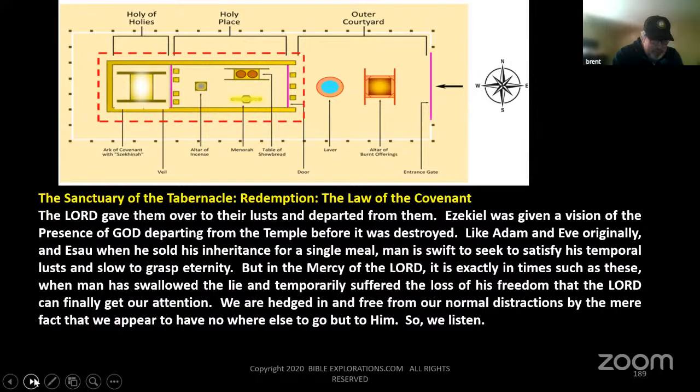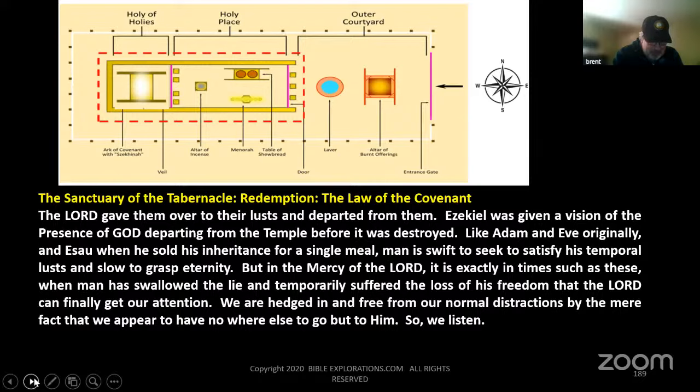The Lord gave them over to their lusts and departed from them. Ezekiel was given a vision of the presence of God departing from the temple before it was destroyed. Like Adam and Eve originally, and Esau when he sold his inheritance for a single meal, man is swift to seek to satisfy his temporal lusts and slow to grasp eternity.